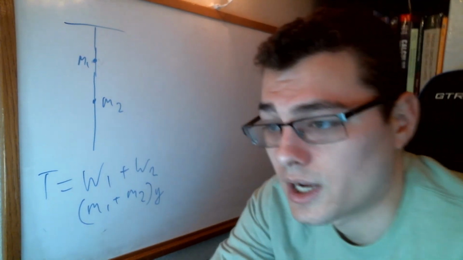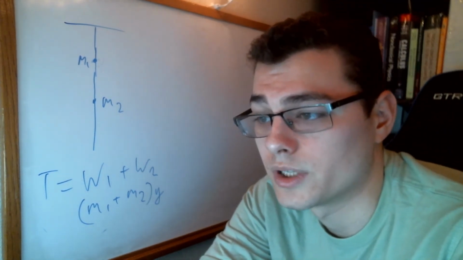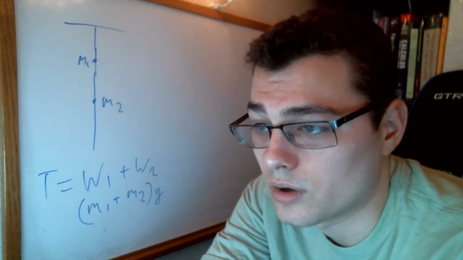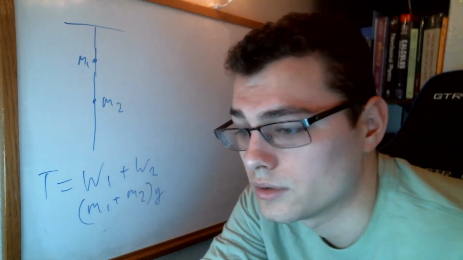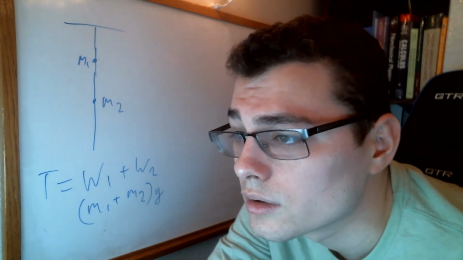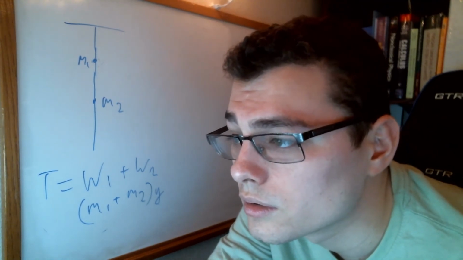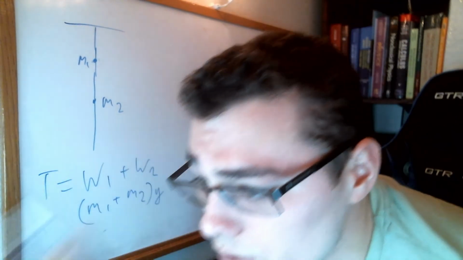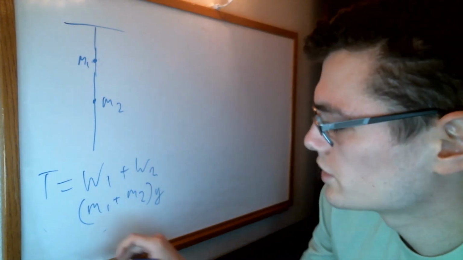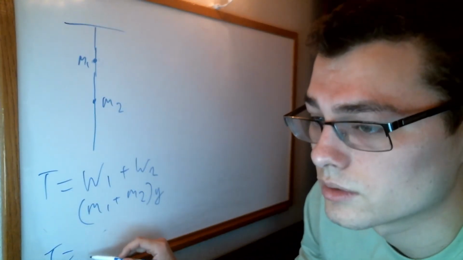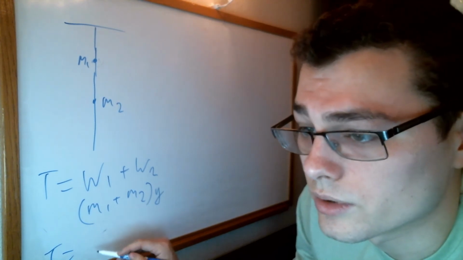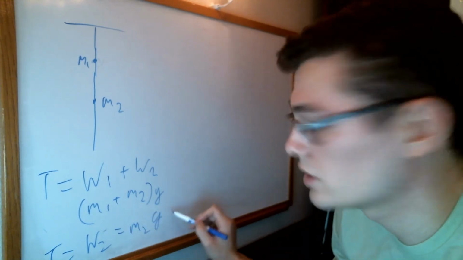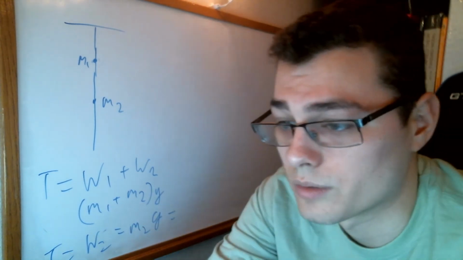And so now it's going to ask for the tension in the rope in between M1 and M2. And so now all you have to do is only take one of their masses. So this is just going to be that T is equal to, I believe this is W2, which is going to be M2 times g, which should then give you the tension of the rope there.